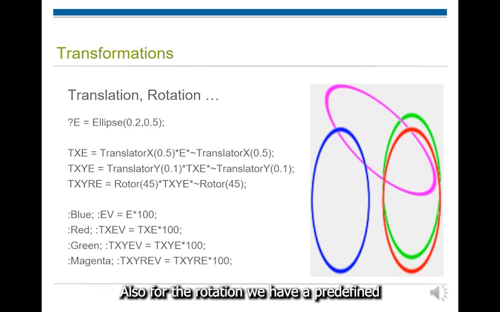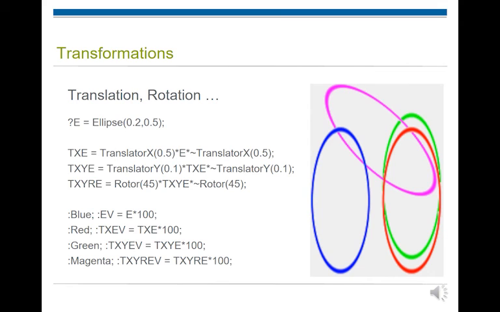Also for the rotation we have a predefined functionality. It is called rotor, and you can define the angle. In this example, it is a rotation with an angle of 45 degrees, and again we have to multiply from the left with the rotor and from the right with the reverse rotor.